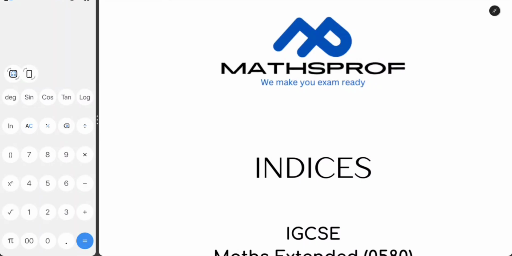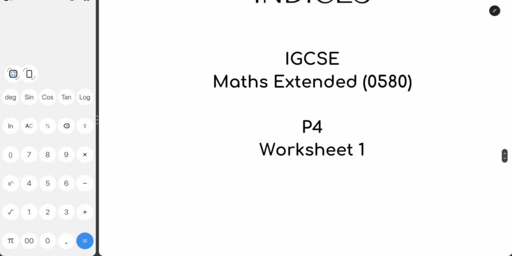In this session, we'll be doing indices questions based on paper 4. So, they are calculator kind of questions. Okay, so let's directly start.